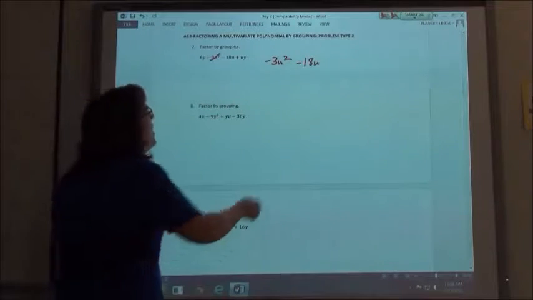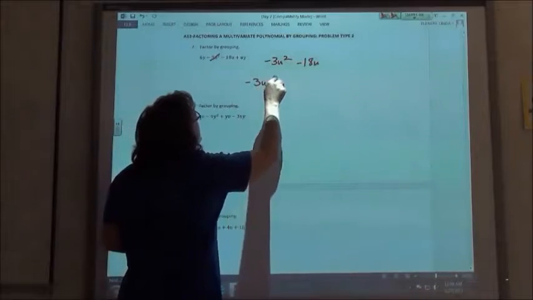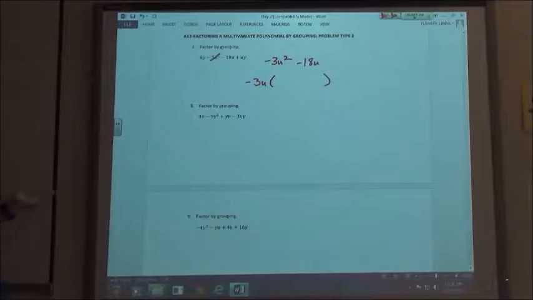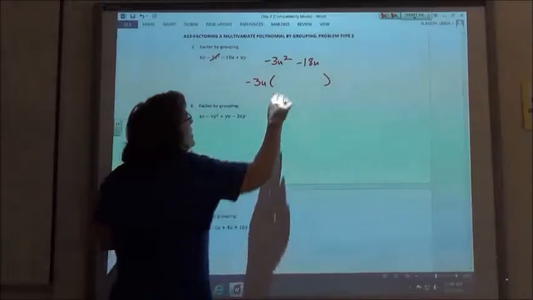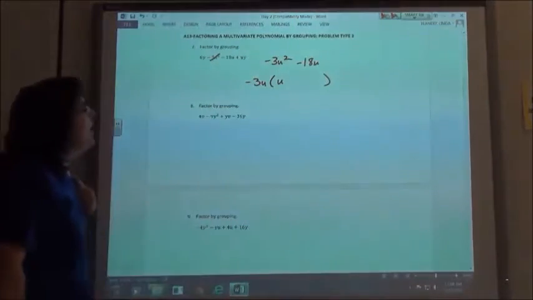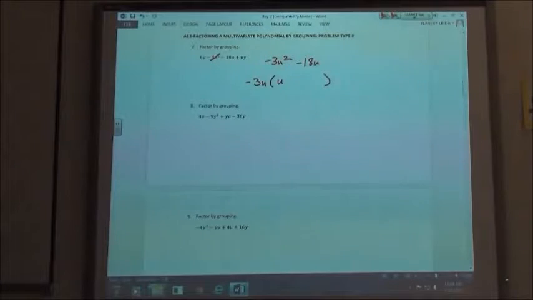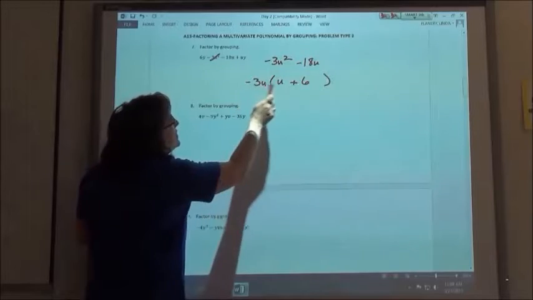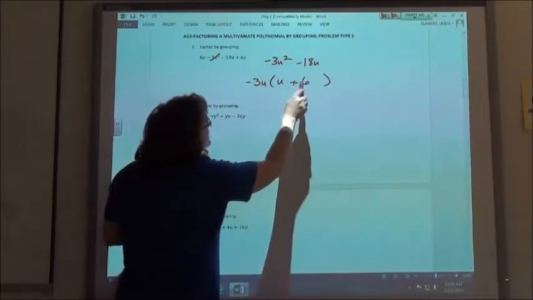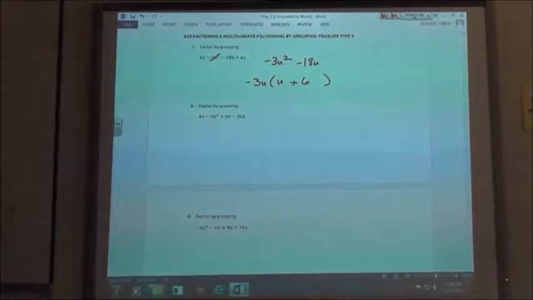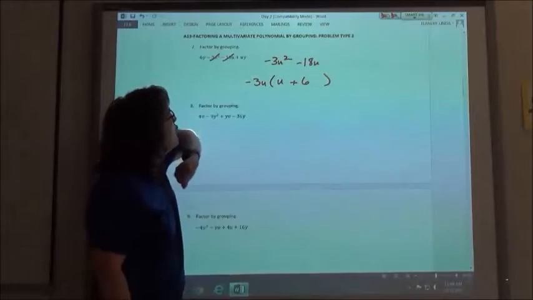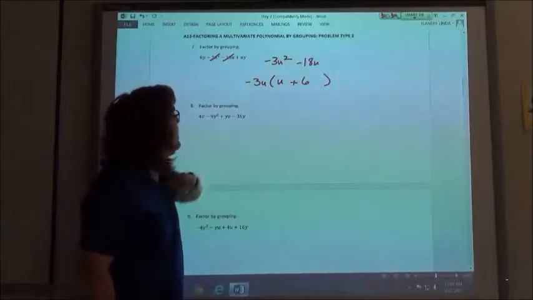Since they're both negative, I'm going to take out negative 3u for my greatest common factor. Negative 3u squared divided by negative 3u would leave me just the plain u. And negative 18u divided by negative 3u would leave me a positive 6. So again, if I took this times this, I get my first term. This times this, I get my second term. When I do my other two terms, I want to end up with the same thing in the parentheses. So I look at it and say, okay, I want the term with the u written down first because I have the u first in my parentheses.